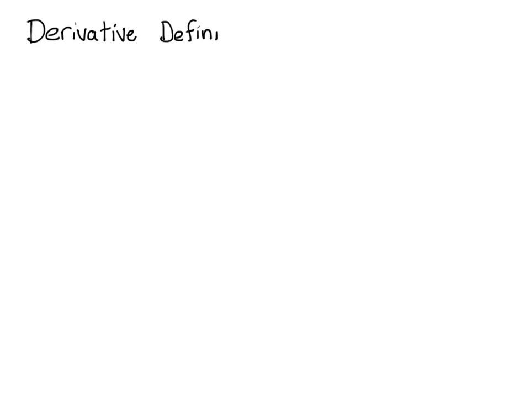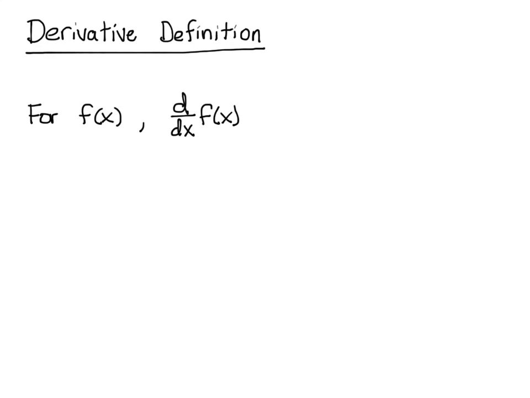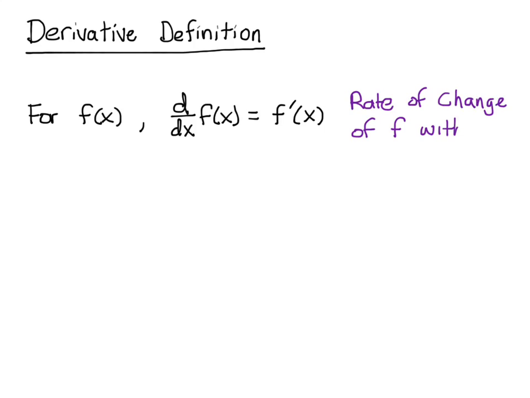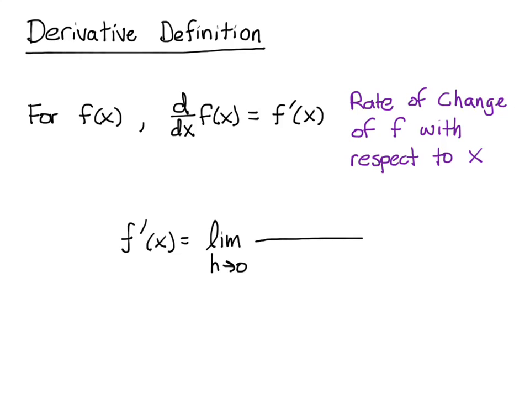Okay, so let's look at the derivative definition again. This is the notation where the derivative is the rate of change of a function with respect to the variable. The actual definition of it is the difference quotient as h approaches 0. And all of you know this because all of you wrote it on your final exams, right?